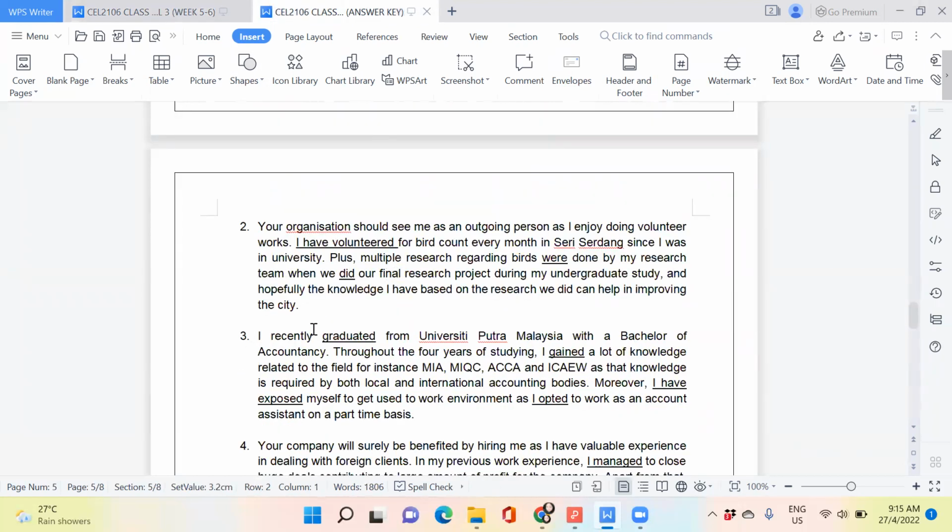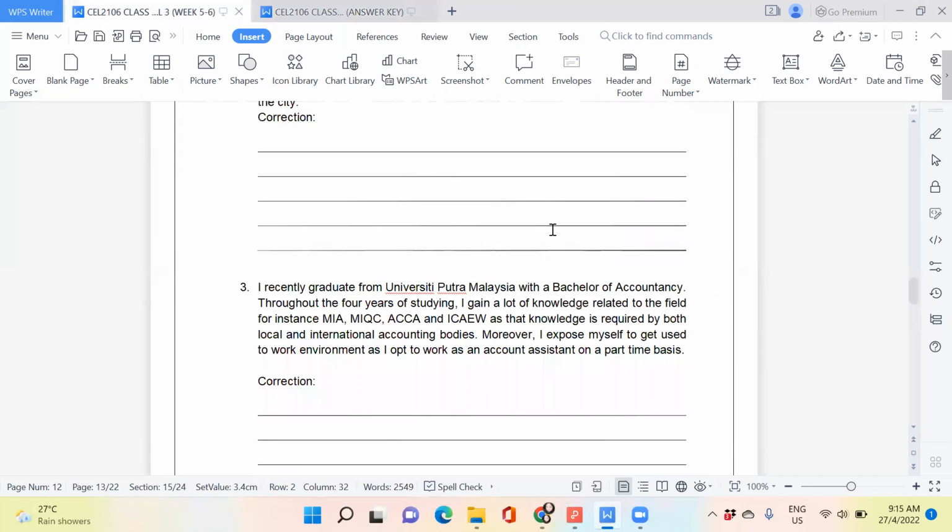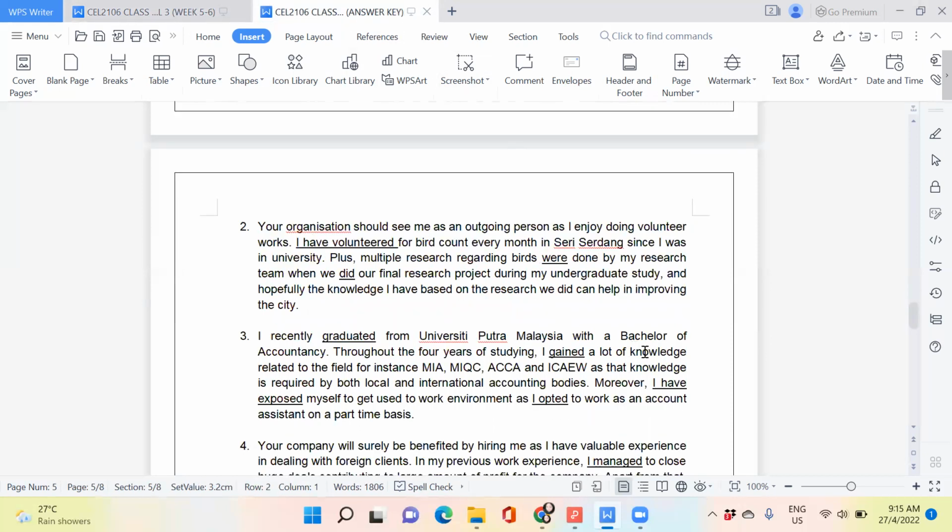Okay, like I said, the first error is the word graduate. So you tak boleh cakap I recently graduate. It should be graduated. Why past tense? Because this is a finished action. Okay, next. I gained. Bukan I gain. Because this is something that happened already back in your years as a student. All right, so I gained a lot of knowledge related to etc., etc. And then moreover, I have exposed myself because why?